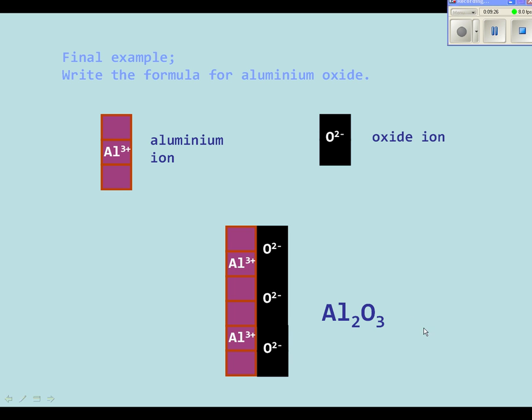Just before I conclude, it is also important to note that when writing the formula for ionic compounds, convention has it that the metal ion is written first, followed by the non-metal ion.